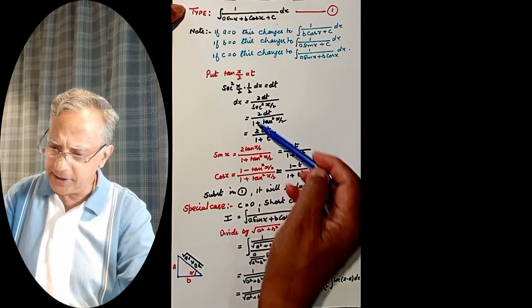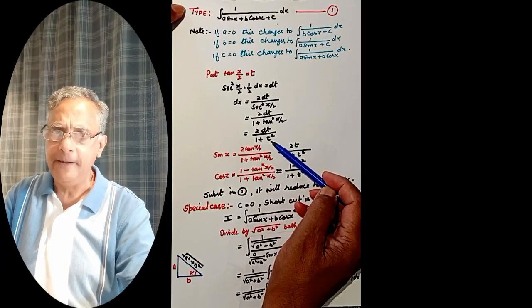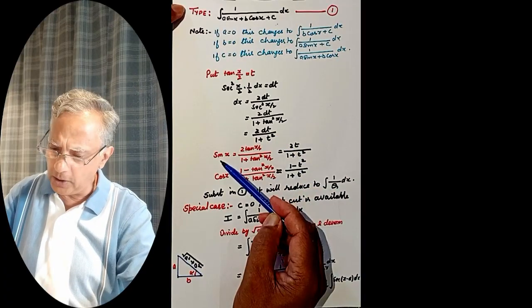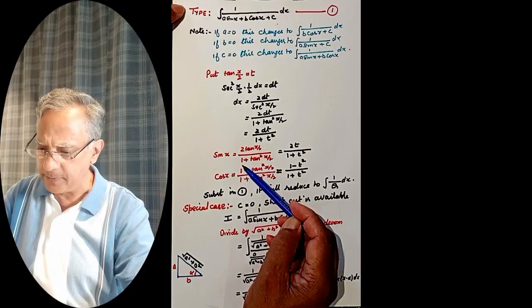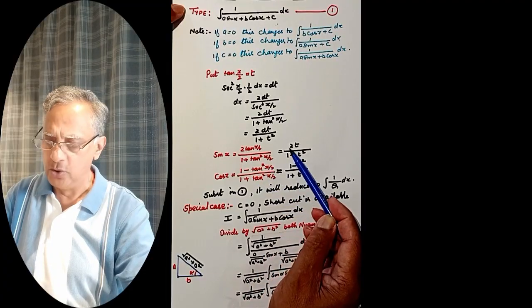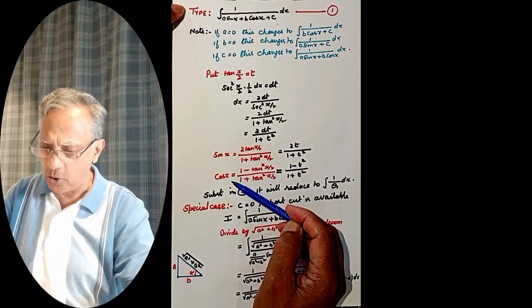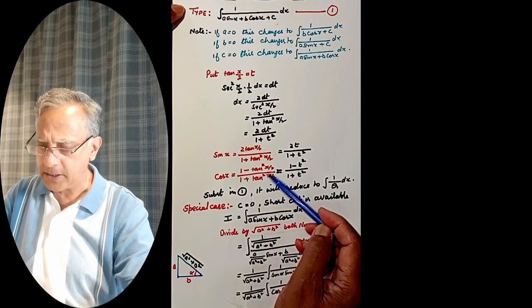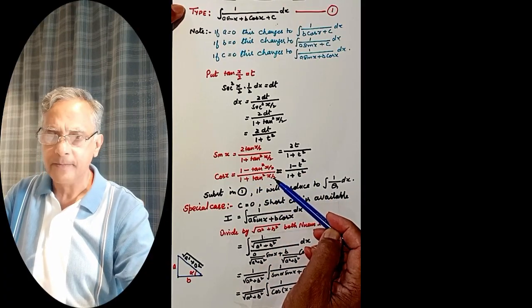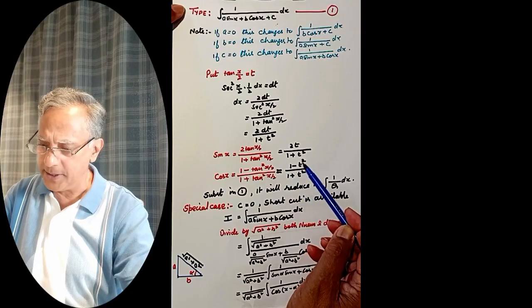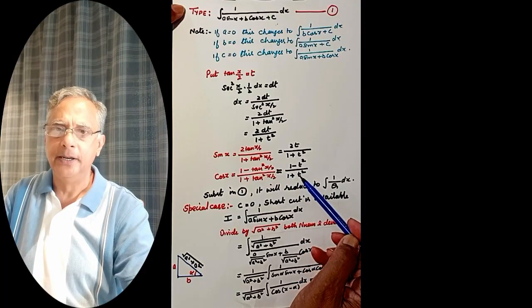And dx in this case will be 2 dt over 1 plus t square. And we know the formula for sin x is 2 tangent x by 2 over 1 plus tan square x by 2. Therefore sin x is 2t over 1 plus t square. And cos x is 1 minus tangent square x by 2 over 1 plus tan square x by 2, which is equal to 1 minus t square over 1 plus t square.